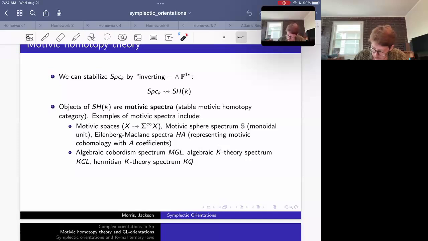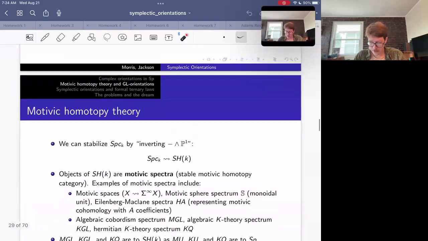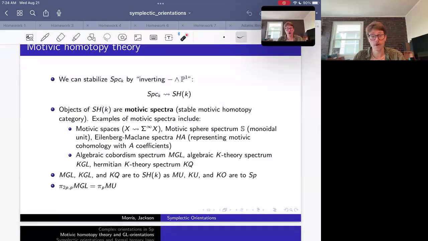We have this MGL, which is going to play an important role here, what's called the algebraic cobordism spectrum. We have an algebraic K-theory spectrum, KGL, and we have a Hermitian K-theory spectrum, which I'm going to denote by KQ. In the literature, people use a lot of different symbols. Sometimes they use KO, sometimes they use GW, but I like Q. And the definitions of these things are not too important. The important thing is the analogy with classical homotopy theory.